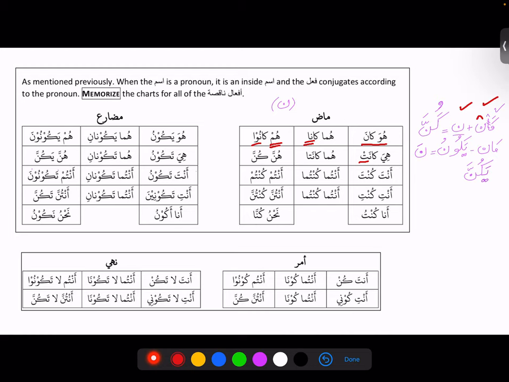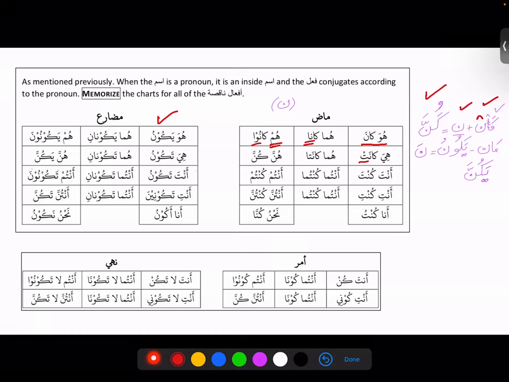Kaf with fatha. Why does it become kunna? The fluency? Because kana becomes yakunu. What bab is it? Kana yakunu is nasara yansuru. What is the marker? That the middle root letter is going to have, not kasra, not sukun, but dhamma. To show that this belongs to bab nasara, it took dhamma.